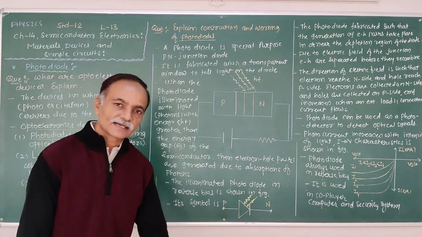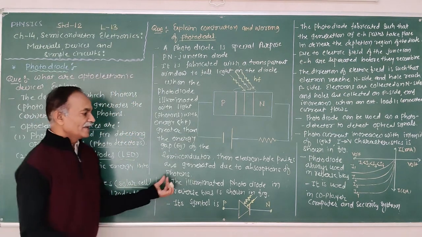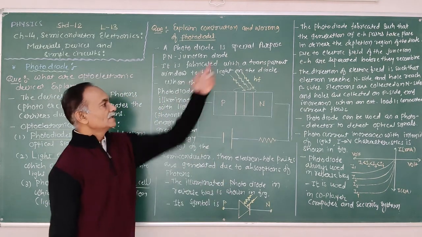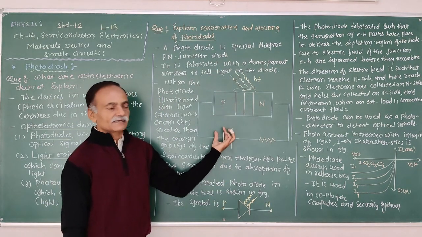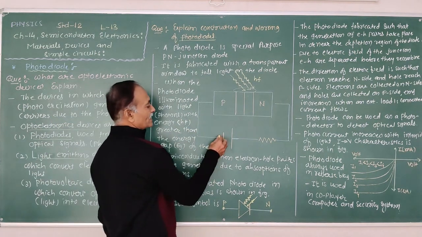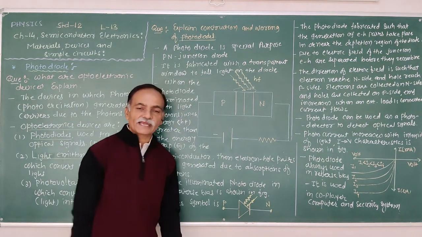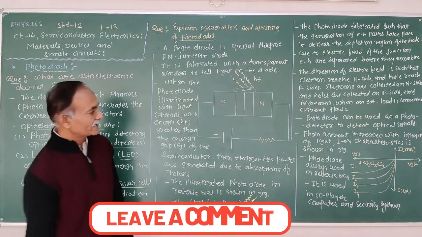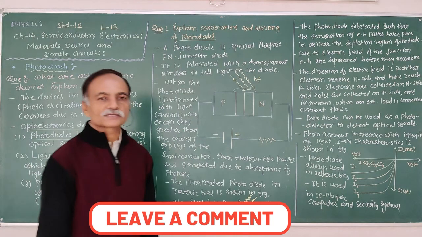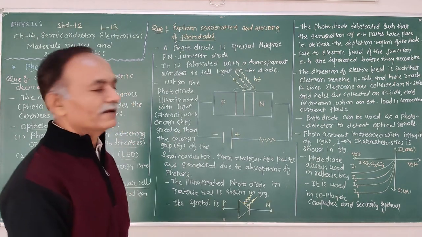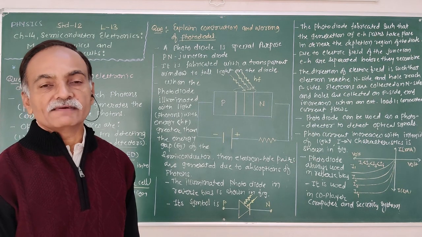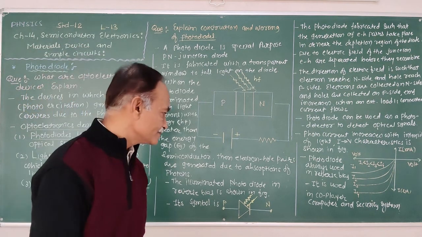Now, the illuminated photodiode in reverse bias is shown in the figure. Reverse bias connection is required for the photodiode because the p-type semiconductor is connected with the negative terminal of the external battery and the n-type semiconductor is connected with the positive terminal of the battery. So, a photodiode is always used in reverse bias condition.